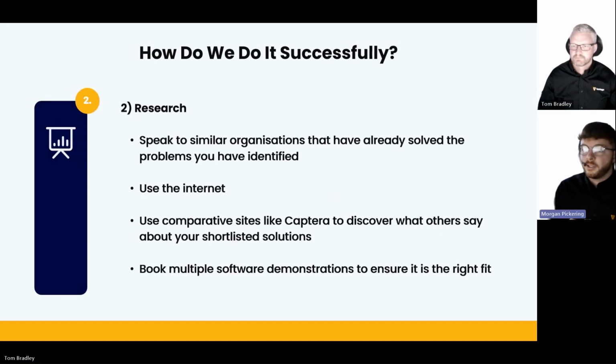So when it comes to research, speak to similar organisations or organisations that you have links or relationships with and see if they've already solved these problems you've identified and what software solutions they have in place that have helped them. There's nothing better than a real-world example or scenario. Secondly, use the internet. Now, I know the internet can be confusing, especially if your search terms are broad. However, now that you've clearly defined the problems you're going to solve, your ability to search is going to be that much easier because you'll know exactly what you're looking for and what you're trying to solve.